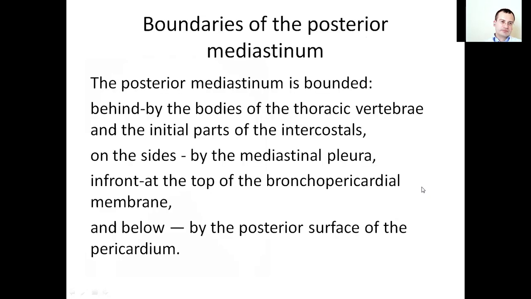Posterior mediastinum. The posterior mediastinum is bounded behind by the bodies of the thoracic vertebrae and the initial parts of the intercostal spaces, on the side by the mediastinal pleura, in front at the top by the bronchial pericardial membrane, and below by the posterior surface of the pericardium.